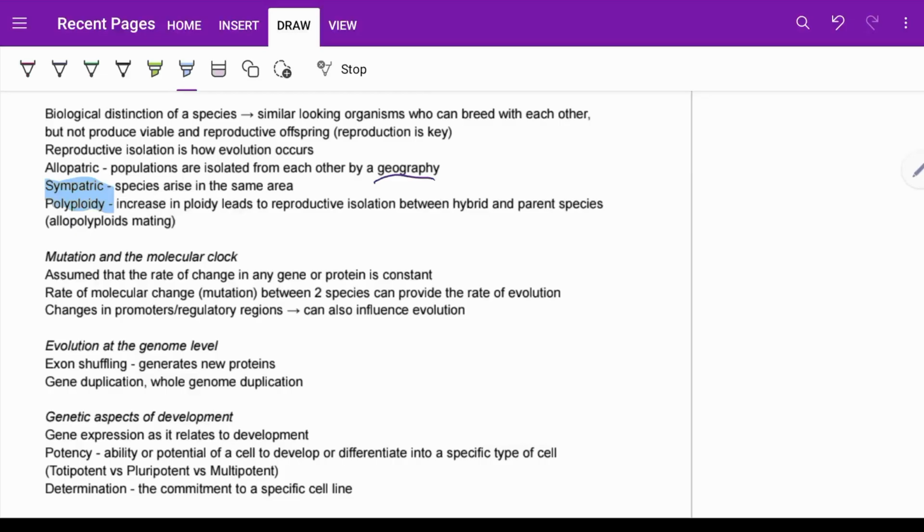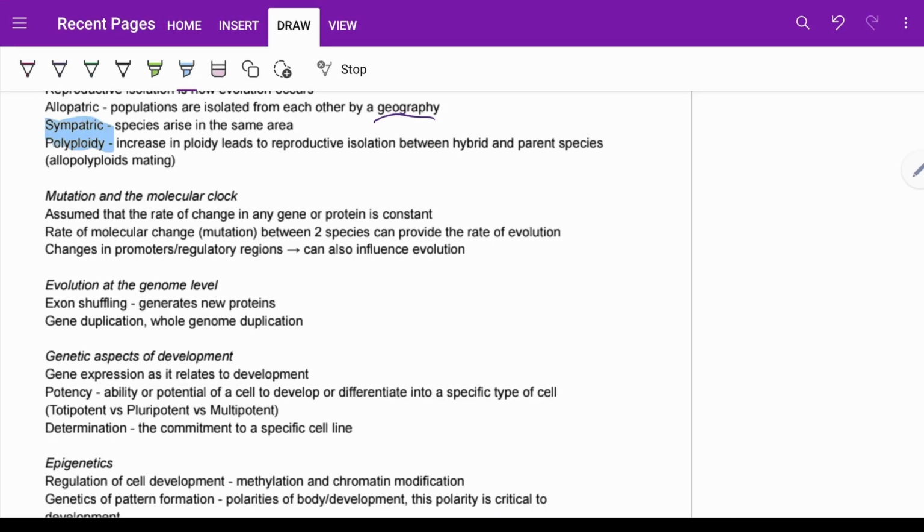Differences in ploidy levels can create offspring that may be viable, but they may not be able to mate with the same species as their parents. So this can also create a different kind of reproductive isolation, where this hybrid can still reproduce, but it cannot reproduce with its parent species. And this is when we're talking about polyploids, which we've talked about in previous units.